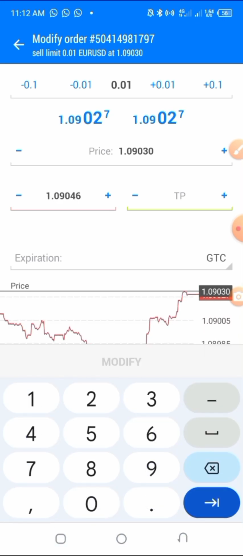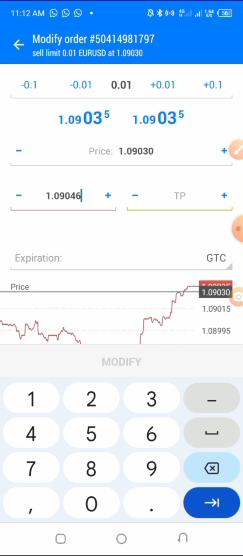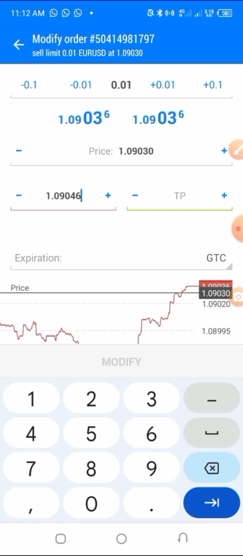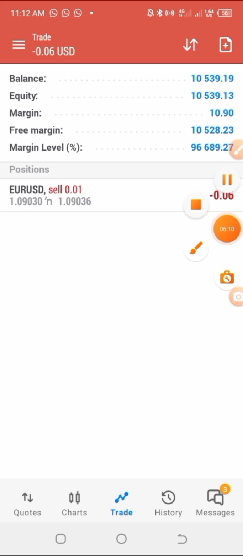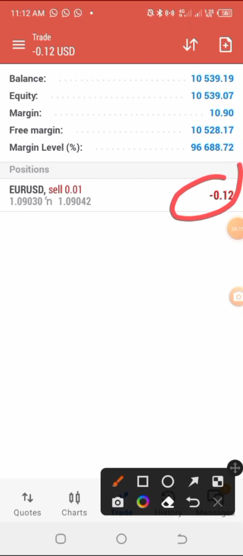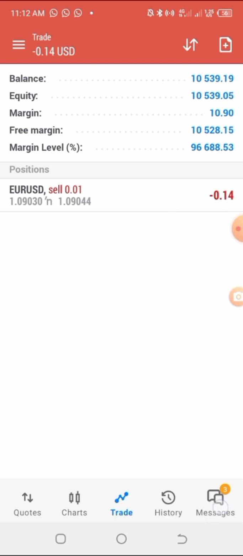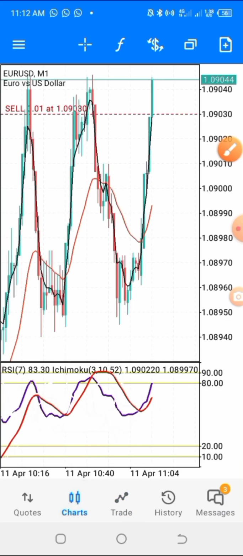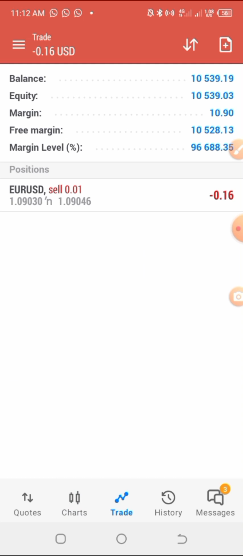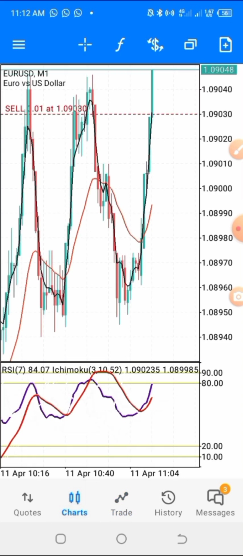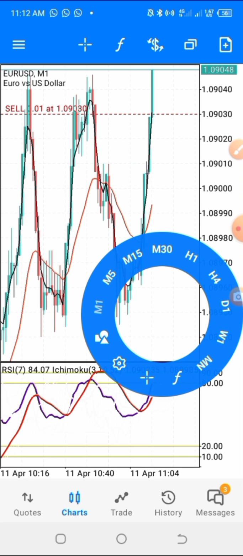90.46. So why is it not allowing me? It means my order is already triggered, or it is near to the figure I'm putting there. So you can see why it was not turning black. My order had already been triggered. When you go back, you see it is already past my order. It has already been triggered, and I'm in a loss of 0.16.